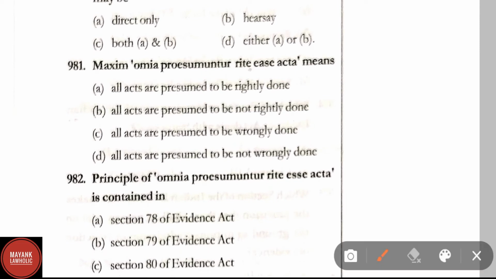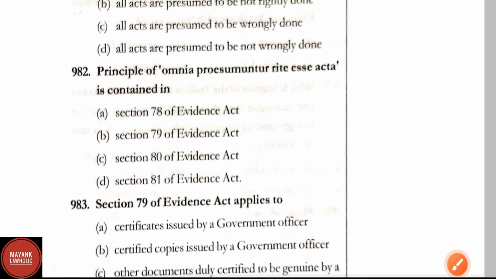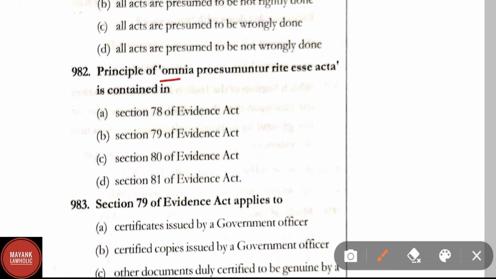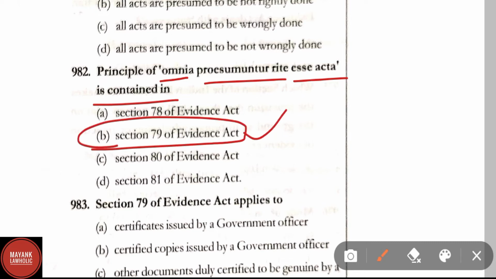Question number 981. Maxim omnia praesumuntur rite esse acta means? Here correct answer is option A, that all acts are presumed to be rightly done. Question number 982. Principle of omnia praesumuntur rite esse acta is contained in? Correct answer is option B, that is section 79 of the Evidence Act.